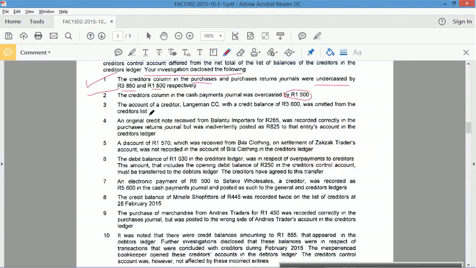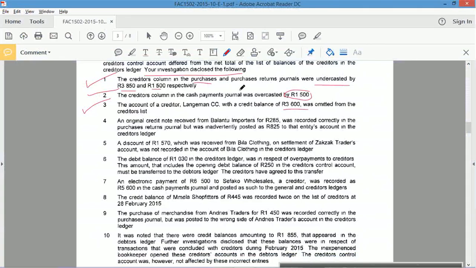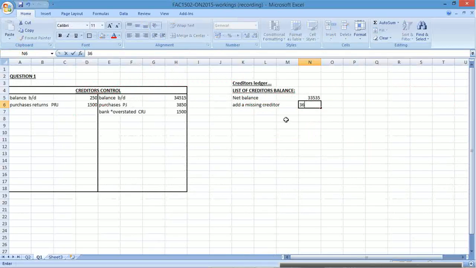Then you've got an account of a creditor with a credit balance of 3,600 omitted from the list. Omitted from the list means adding to the list. Add a missing creditor. If I'm adding a missing creditor to the list, it's a credit balance that's going to increase my liability, 3,600. You're adding it to your list.